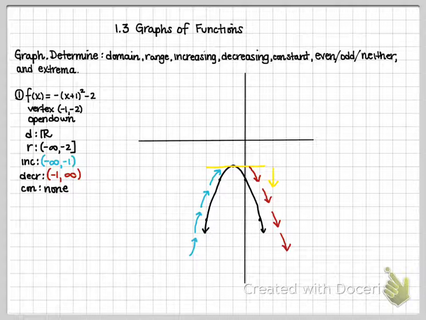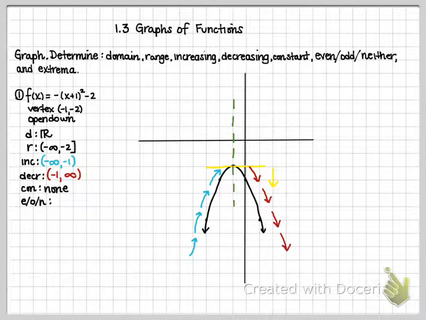Then, the last thing that we need to take a look at is even, odd, neither. Even, odd, neither can be done a couple of different ways. One, you can just take a look at the graph. If it's going to be even, then that means that the line of symmetry for the parabola is on the y-axis. So I'm going to go ahead and put the line of symmetry in here. My line of symmetry for my parabola goes through the vertex here.